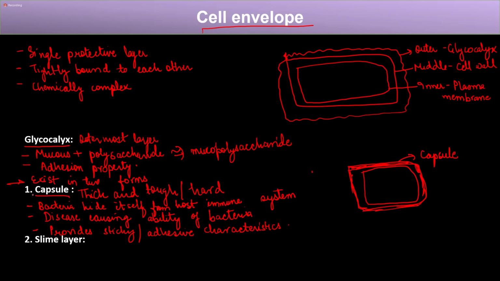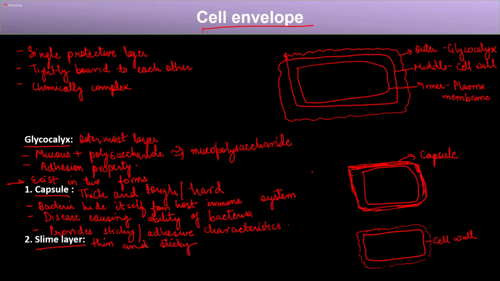Now, the second type of the glycocalyx is the slimy layer. So how does a slimy layer look? Basically, this is your cell wall, and the slimy layer will look something like this, a single kind of layer, which is irregular. So from the figure, what we can write about the slimy layer is that slimy layers are thin and sticky.